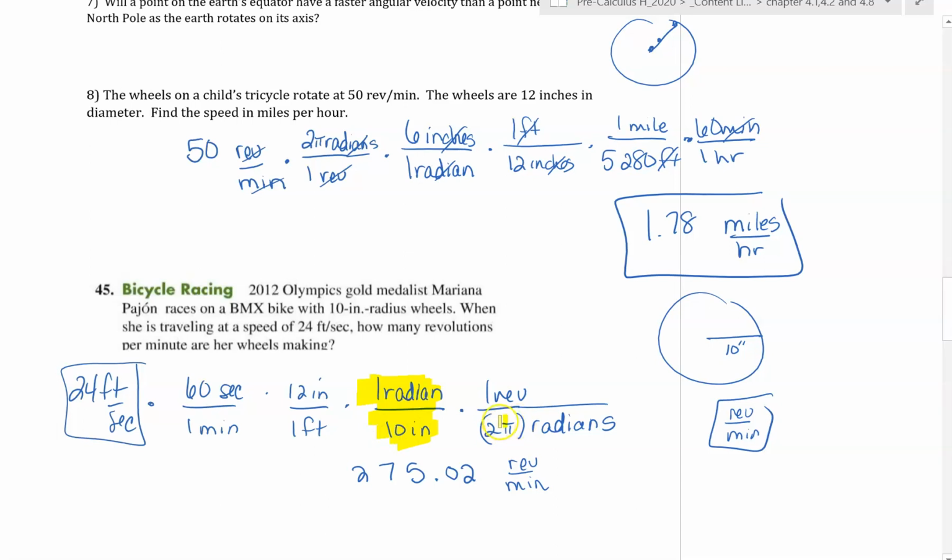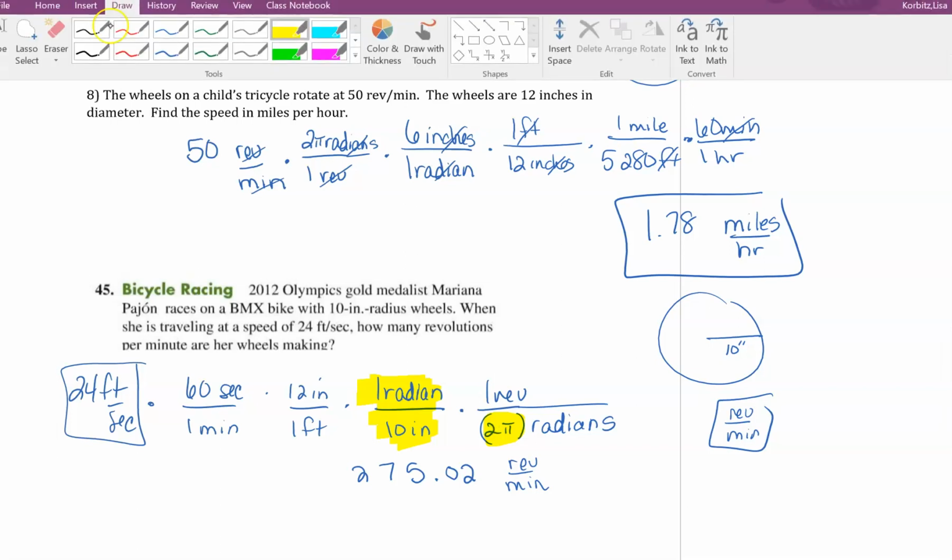Do be careful when you use your calculator that you put parentheses around the 2 pi, or you do divide by 2, hit enter, and then divide by pi and hit enter again. Alright, let's try another example.